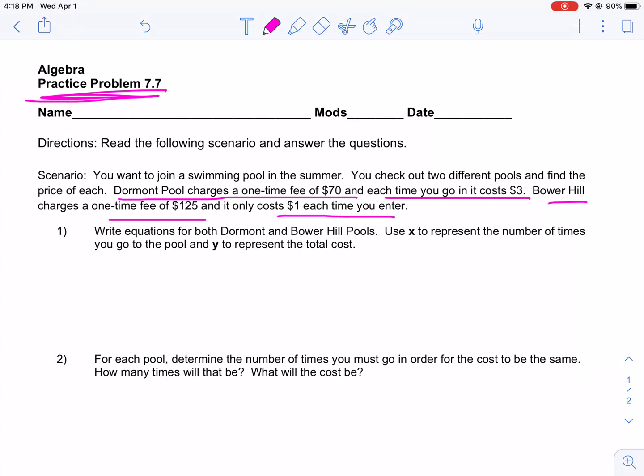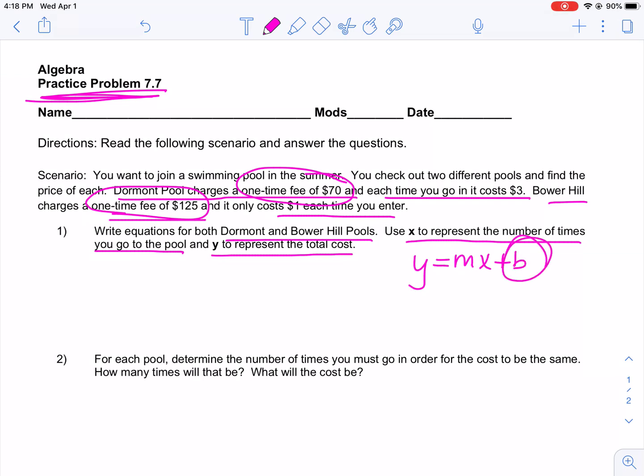So we're asked to write equations for both Dormont and Bower Hill pools, and we define the variables for us. X represents the number of times you go to the pool, and Y represents the total cost. So hopefully you can think about, well, what form would these equations best be in? Well, if there's a one-time fee for both, they should probably be in y equals mx plus b form. The b being that one-time fee.